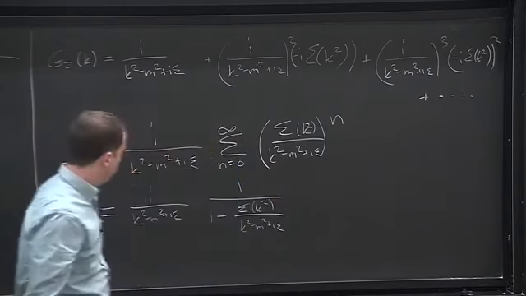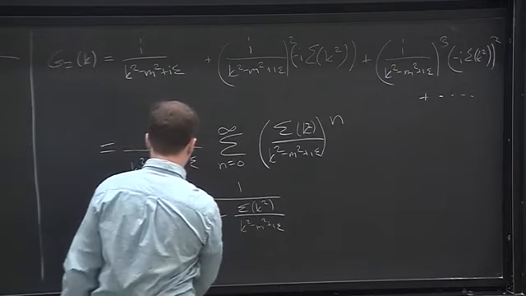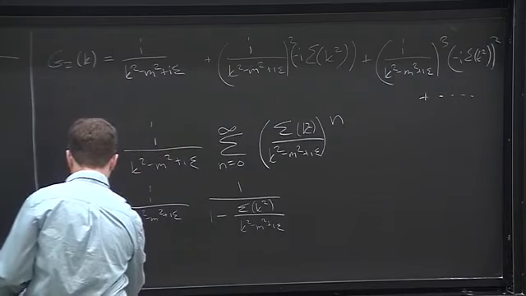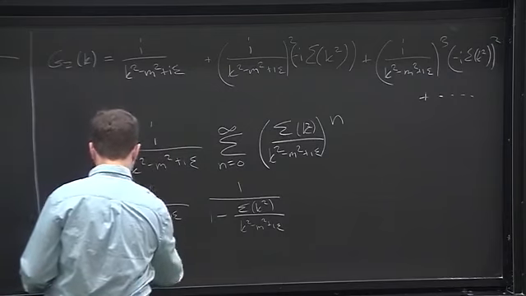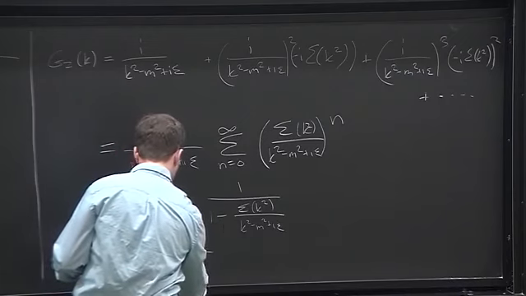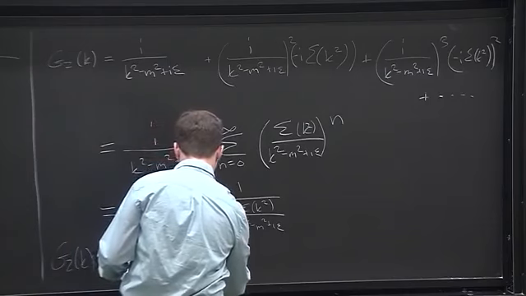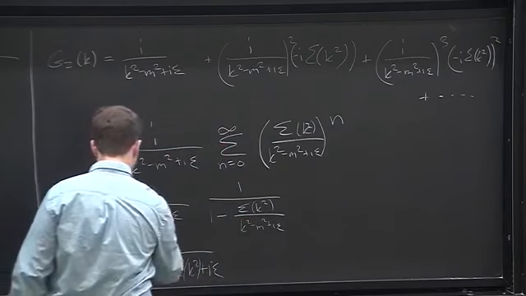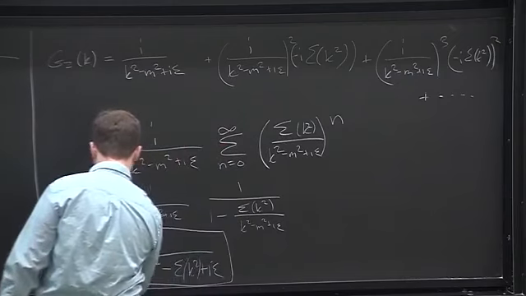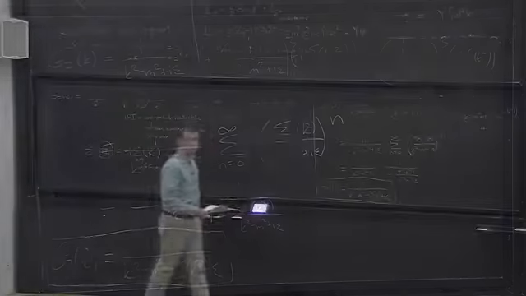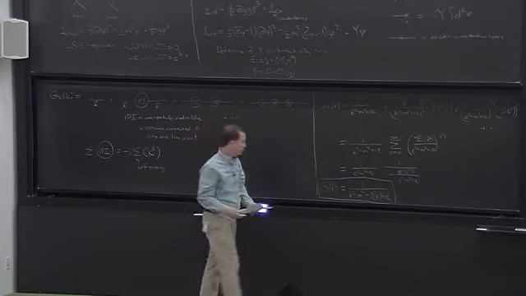And if we write out the product, we can get a simpler form. So we get G2 of k is i over k squared minus m squared minus sigma of k squared plus i epsilon. And so this is a result valid to all orders in perturbation theory. We basically resummed our perturbation theory.